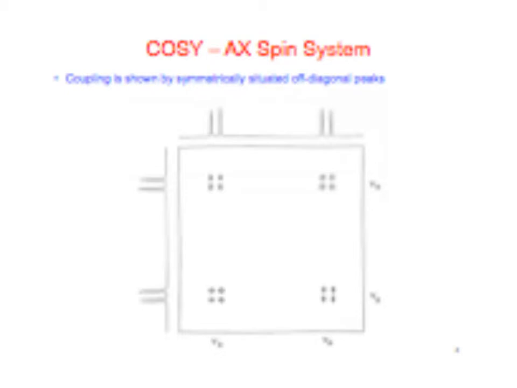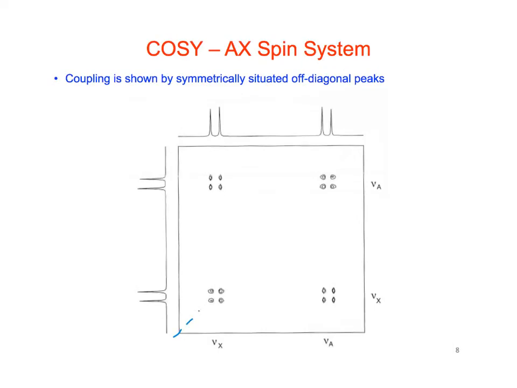If we have these two signals that are actually coupled with each other, then we see what we call off-diagonal peaks. Again, the one-dimensional experiment is along the diagonal. That's what we call the diagonal, and this is like our 1D experiment. Anything that's off the diagonal is showing us coupling.